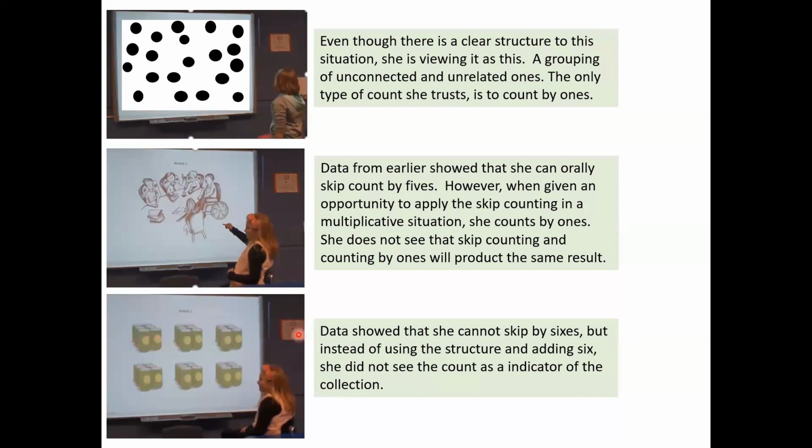And again, even for this one right here, her data showed she can't skip count by 6. But a more efficient, higher level strategy would be for her to add these 6s, 7, 8, 9, 10, 11, 12, 13, 14. But she didn't even try to use repeated addition. She just counted everything by ones.